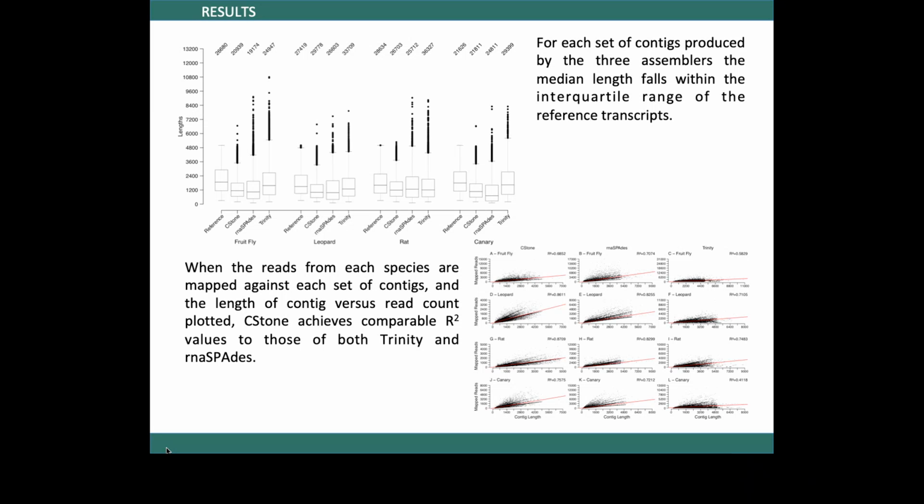For the simulated datasets, the lengths of the contigs produced by CStone, RNA spades, and Trinity were compared to the lengths of the reference transcripts from which the reads were simulated. Top figure. When reads were remapped to these contigs, high R-squared values were obtained for the read counts versus contig length, indicating a good reflection of how the read data was simulated. If this was not the case, it would be an initial indication that the contigs were not reflecting the transcripts from which the reads were generated.